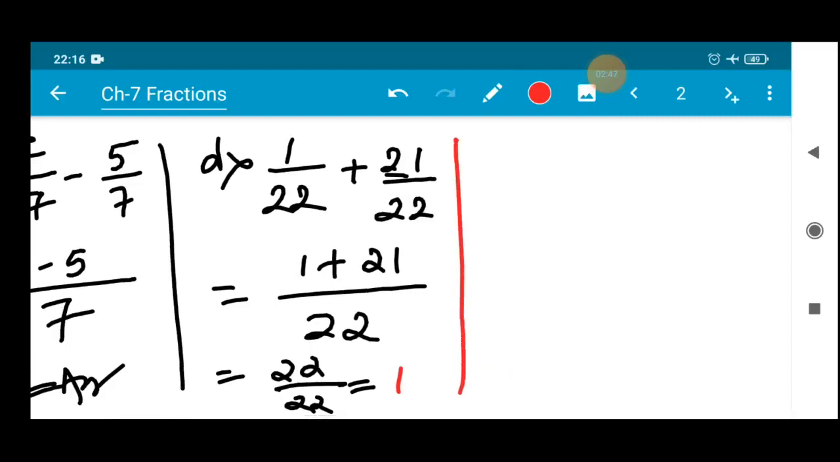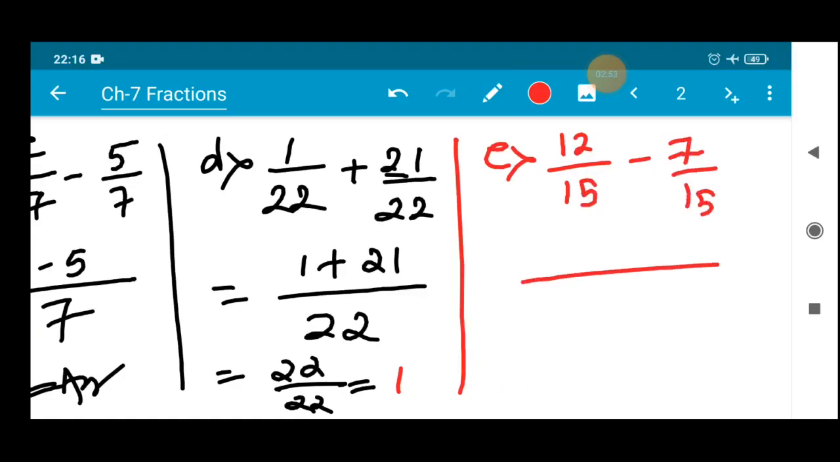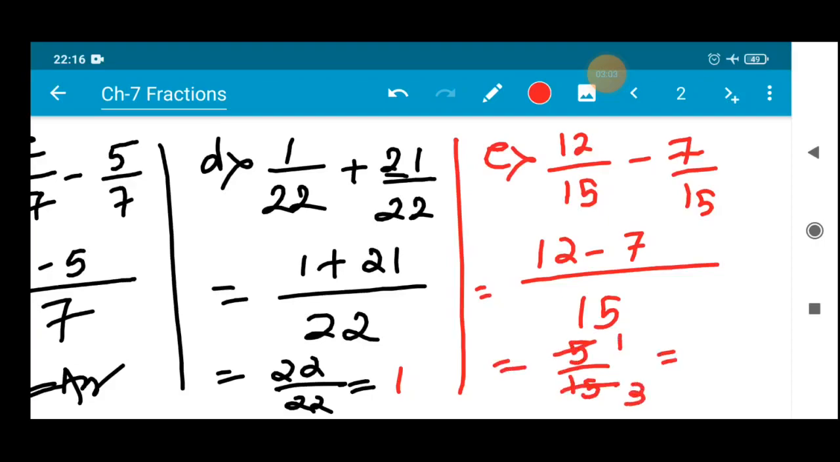Next, number E. 12 divided by 15 minus 7 divided by 15. We have the same denominator, 15 there. We write that, and directly write 12 minus 7, which is 5 by 15. 5 1s are 5, 5 3s are 15, so it can be reduced into the simplest form, that is 1 by 3 as the answer. Isn't it? Very easy, very cool.